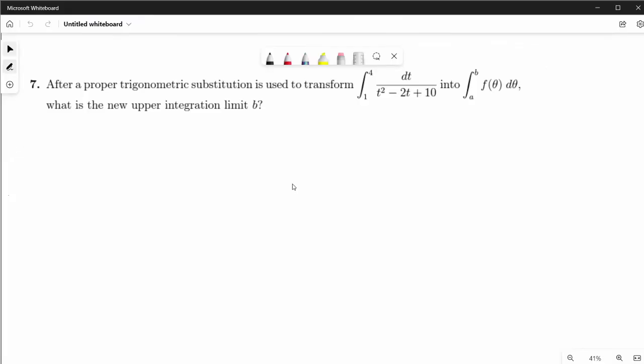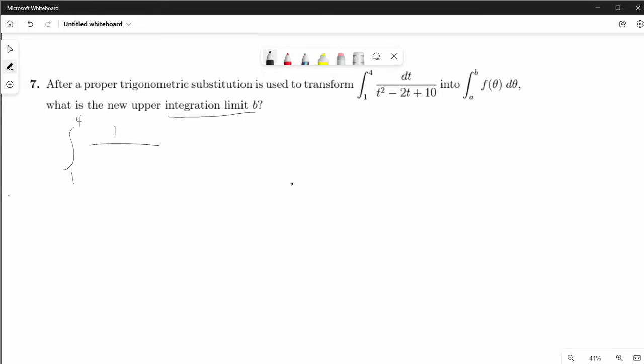For number 7, we're given an integral and we're asked to use trig sub. So we don't have to worry about what to use, and we're just to find the limit of integration. So keep that in mind, so we don't do too much work. First, I will just write this down.